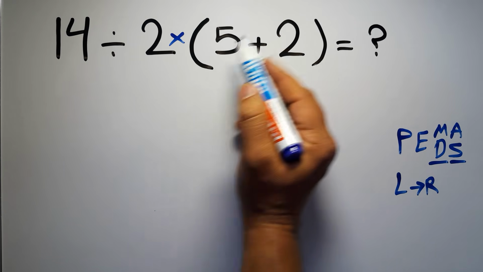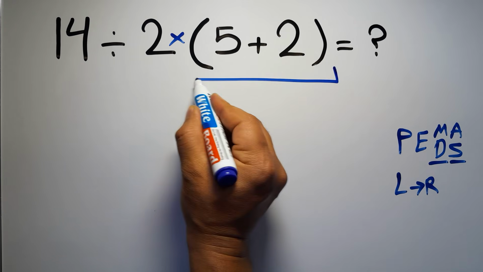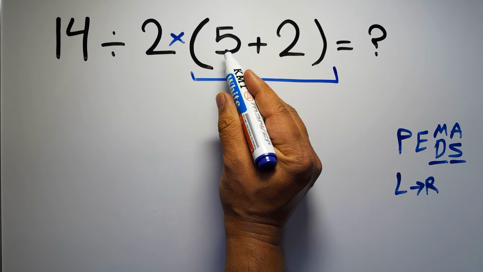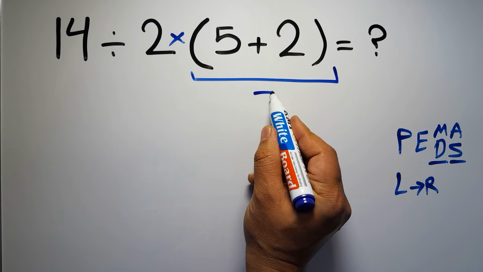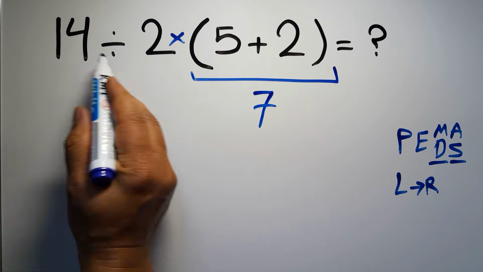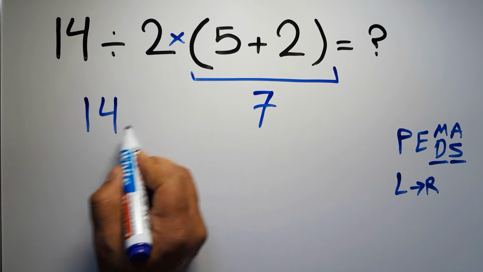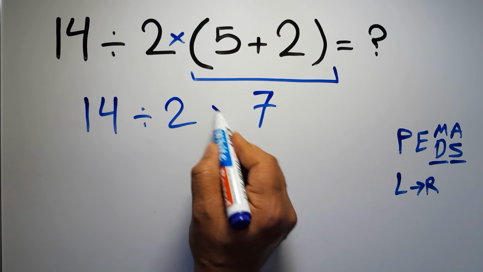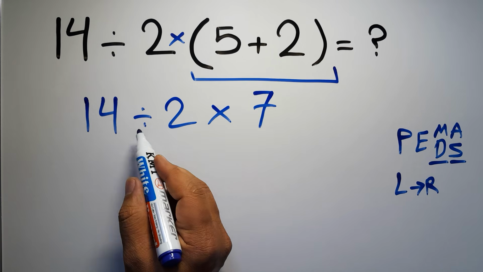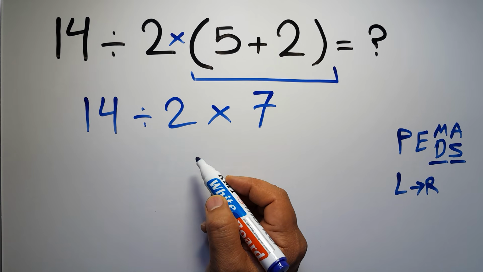So first we have to do this parenthesis. Inside this parenthesis, we have 5 plus 2, which equals 7. So 14 divided by 2, then times 7. Now we have one division and one multiplication.